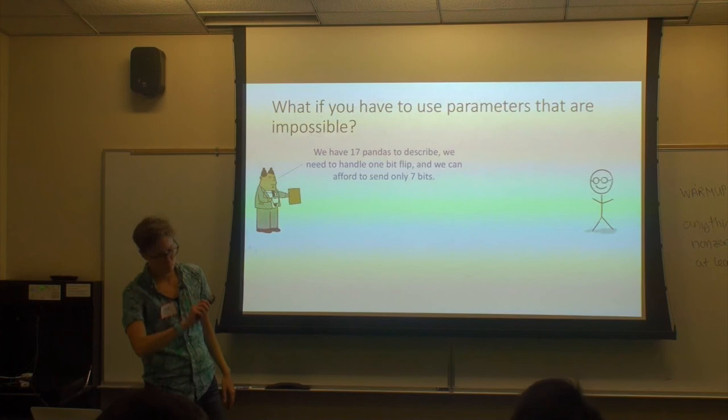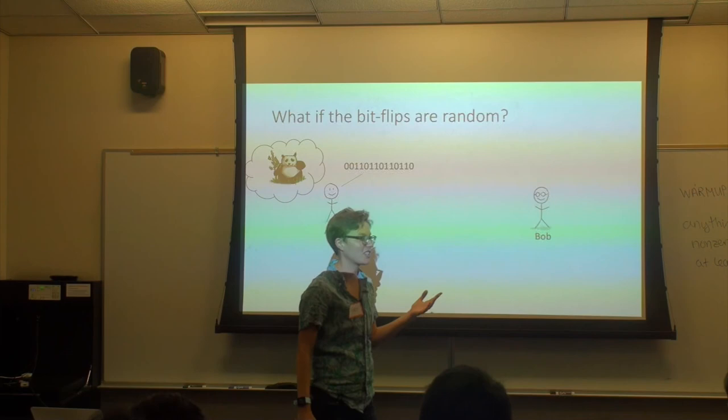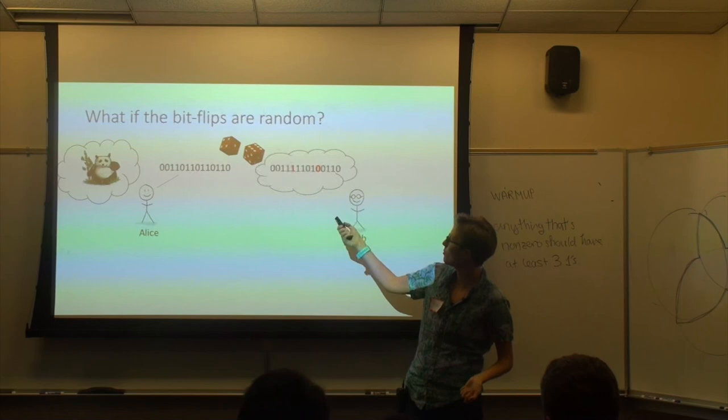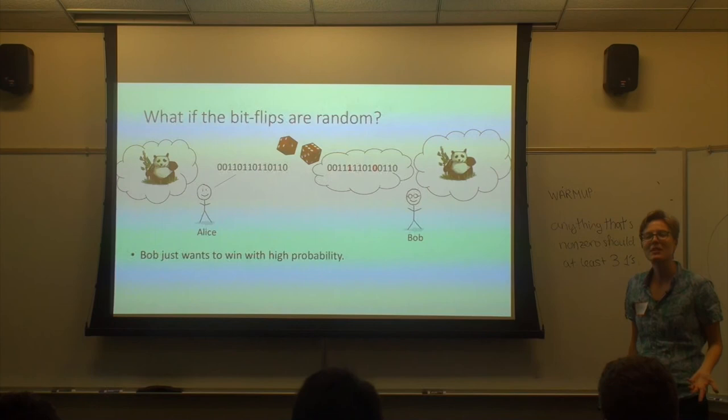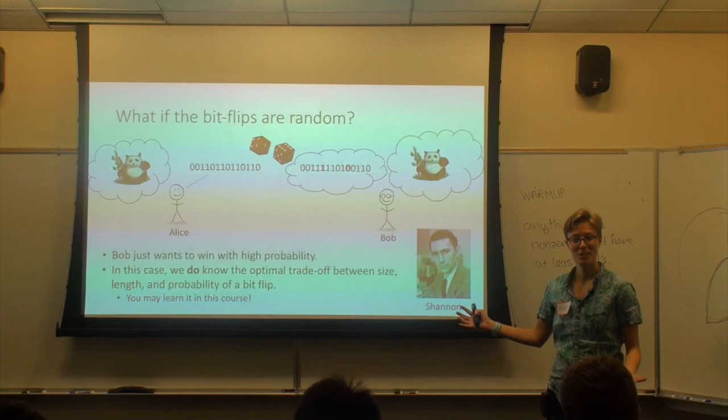Maybe in the interest of time I'll skip a bunch. Maybe I'll mention this one. What happens if the bit flips are random? Today we are talking about worst-case bit flips, like imagine an adversary, a bad guy, comes along and flips bits. But you could also imagine that the adversary is much more benign. Maybe the bits are just flipped at random, and Bob still wants to recover the message with high probability. In that case, we actually do know the answers to lots of the questions. We do know all of these optimal trade-offs. And there's a really beautiful theory there, most of it due to Shannon. And I expect you guys will talk about it in a lot of this class.